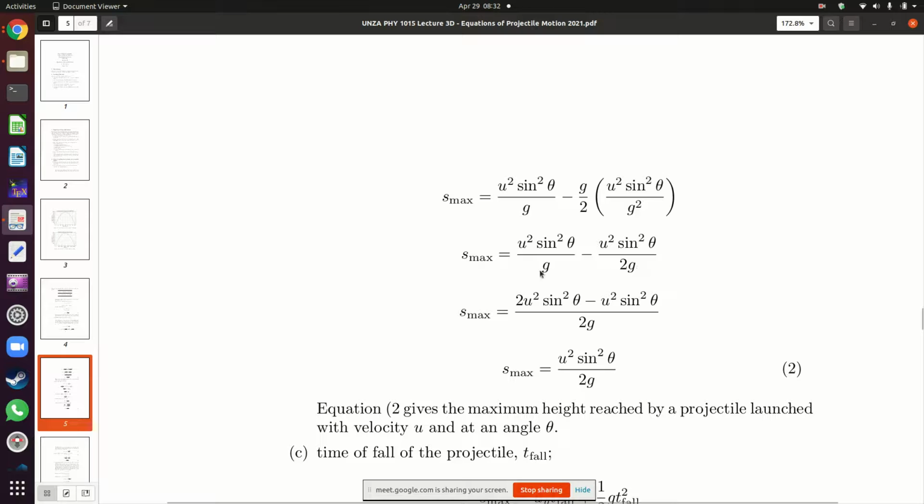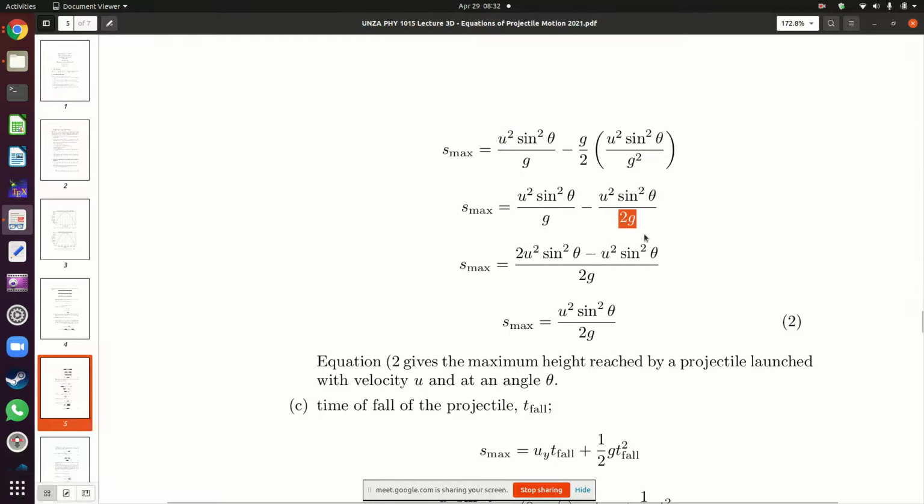So as you can see, there's a g at the bottom here, there's 2g at the bottom here. So the common denominator here is 2g. So g into 2g gives you 2. Then that 2 multiplied by this gives you 2 u squared sine squared theta, minus 2g into 2g, that's 1. 1 multiplied by this whole thing is just u squared sine squared theta. So that's what you have here.